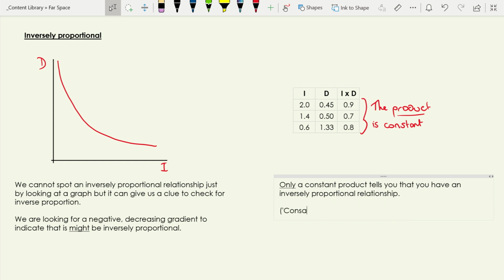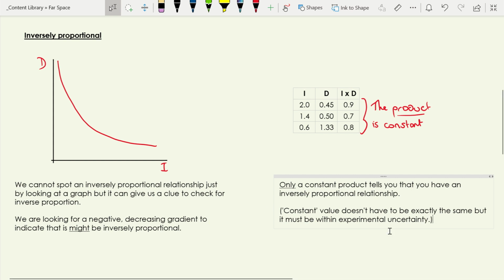So the constant value, but it must be within experimental uncertainty again. So this idea of experimental uncertainty is something that crops up quite a bit. Okay, so we got 0.9, 0.7, 0.8. I'm happy that that's pretty much constant within the uncertainties of our experiment.